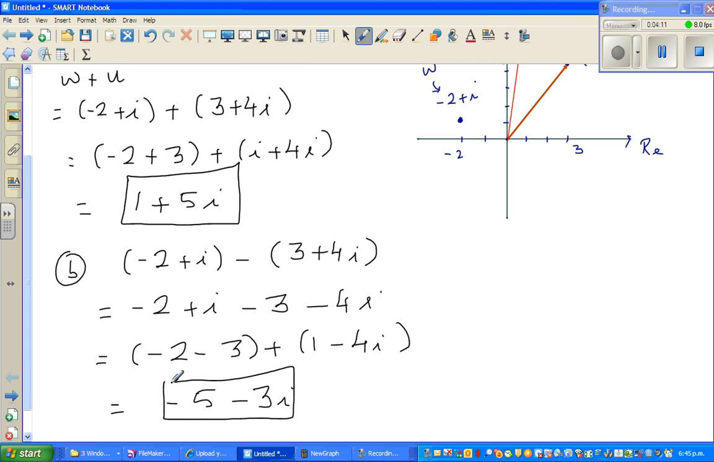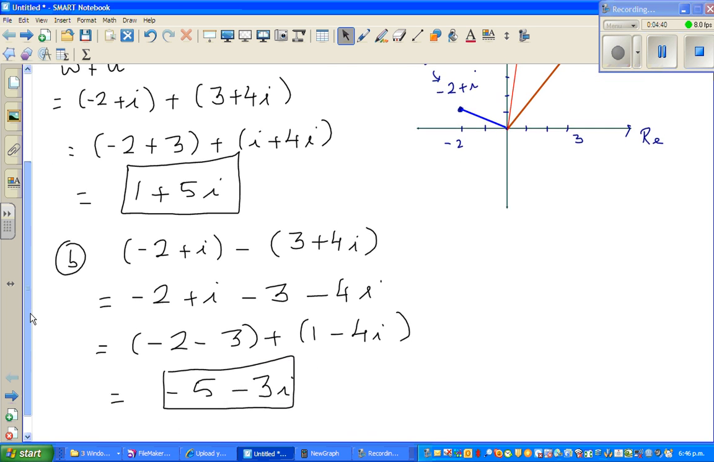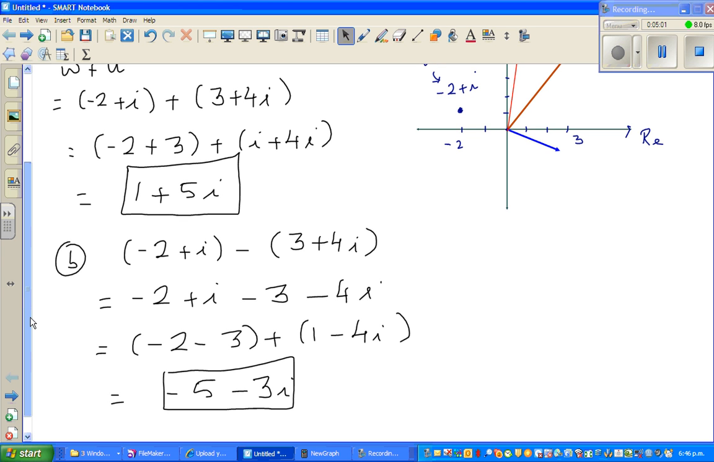I'm not going to explain that fully, but to understand this, if you take the minus of this vector, it goes in the opposite direction. If this is 3 plus 4i, then minus 3 minus 4i goes in the opposite direction. Just to explain, this goes like this in the other direction. I can't move this. So let me show you like this. This is nothing but the opposite of this, and this is not graphically making sense.